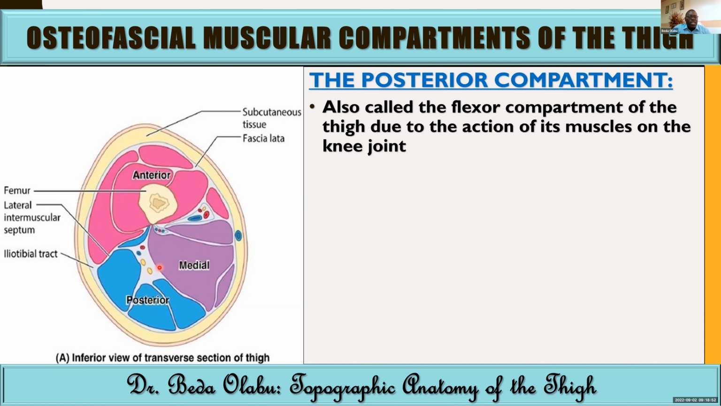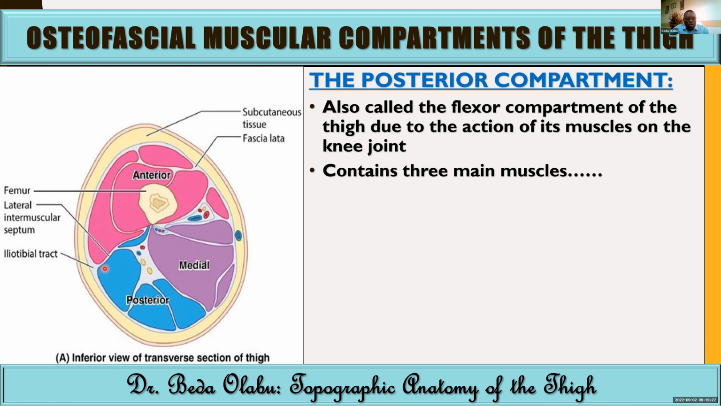Now, we'll start with this one in blue, the posterior muscular compartment of the thigh. The posterior muscular compartment refers to the muscles which are behind in the thigh. If these muscles contract, think about what they'll do at the knee joint. They'll flex the knee joint. They'll make the tibia go backwards, and that is flexion at the knee. It is for that reason that we call it the flexor compartment of the thigh.